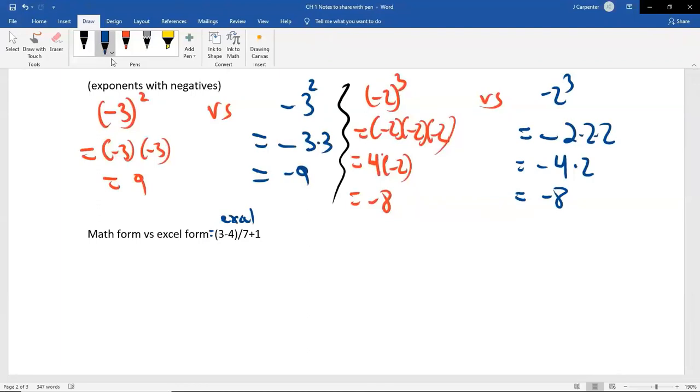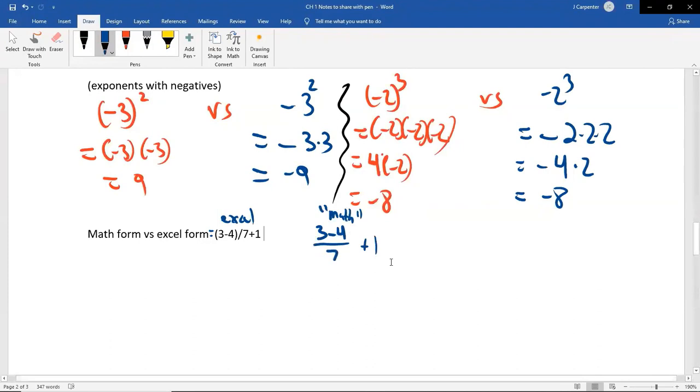So that's Excel form. The math form of this would be 3 minus 4 on top of a 7 plus 1. This is the, quote, math form. These two things are equivalent to each other. Why am I showing you this? Because very often you will have to take mathematical functions, formulas, equations, expressions, anything like that, and put them in Excel. So you'll have to know how to take something that looks like this and make it look like this.